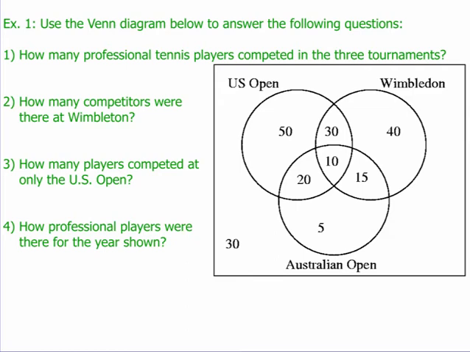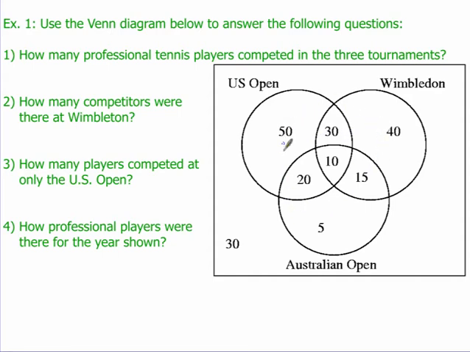So we can use Venn diagrams to answer some questions. Example 1 says, use the Venn diagram to answer the following questions. My Venn diagram is about professional tennis players playing in these 3 tournaments: the US Open, Wimbledon, and the Australian Open. Let's answer some questions. Question 1 says, how many professional tennis players competed in the 3 tournaments? Well, this is a pretty easy question.